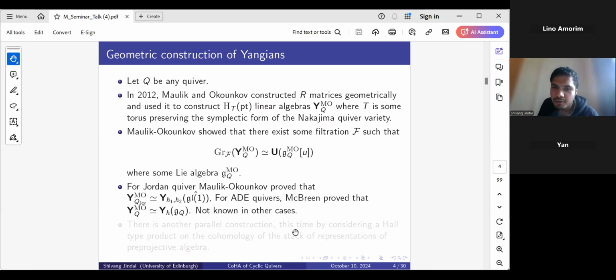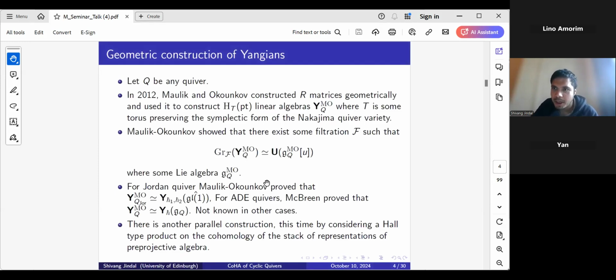And for ADE quivers, McBreen and Webster in their thesis proved that the Maulik-Okounkov Yangian is exactly the Drinfeld Yangian, which I explained in the slide before. In particular, the Maulik-Okounkov Lie algebra is the same as the Kac-Moody Lie algebra. Now, there's another parallel construction which goes via Hall algebra, and which is what I'm going to explain, which is the purpose of this talk.